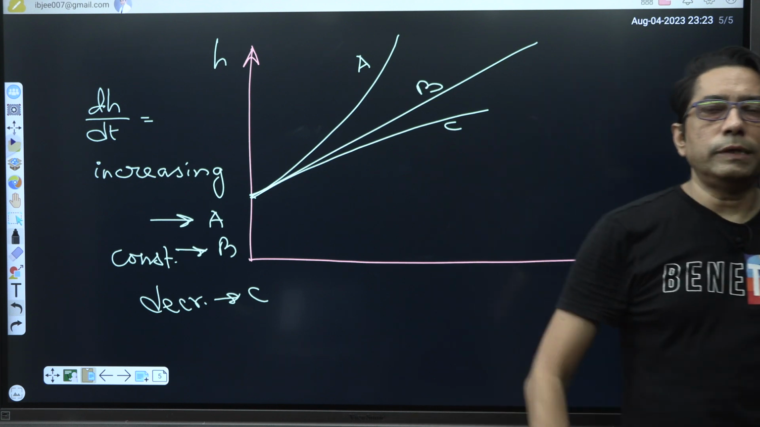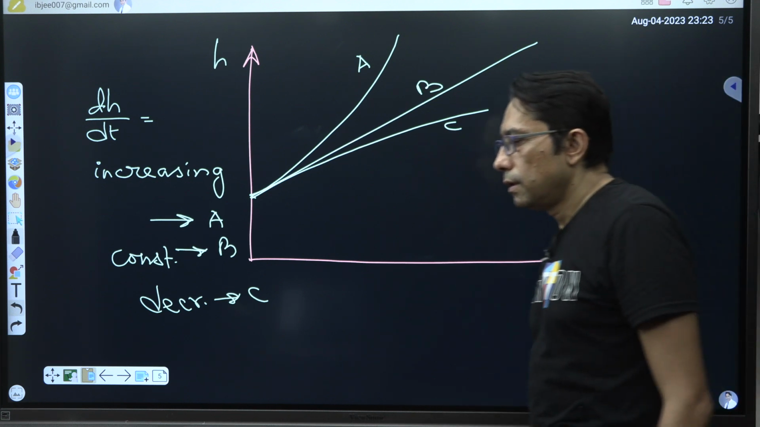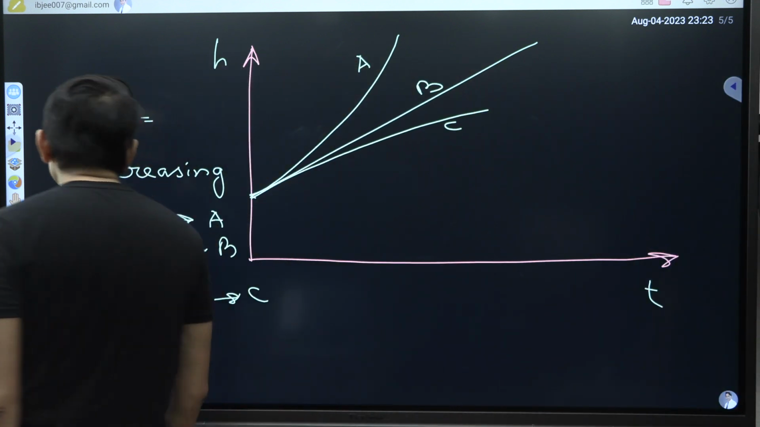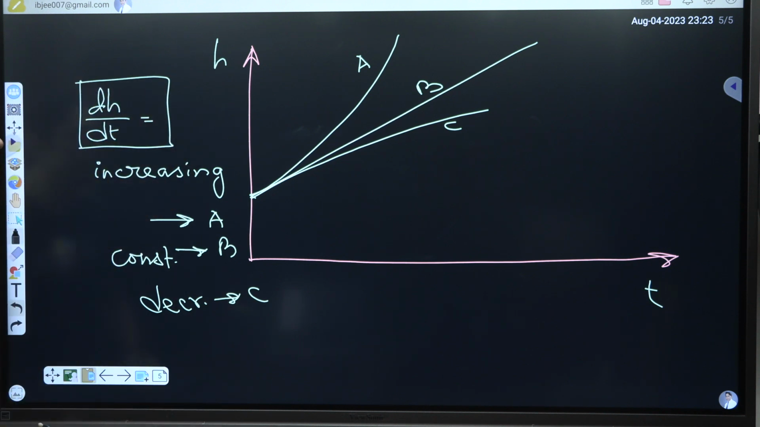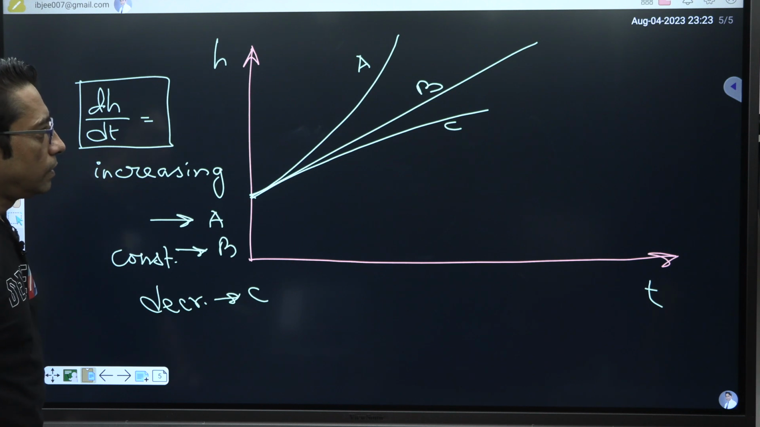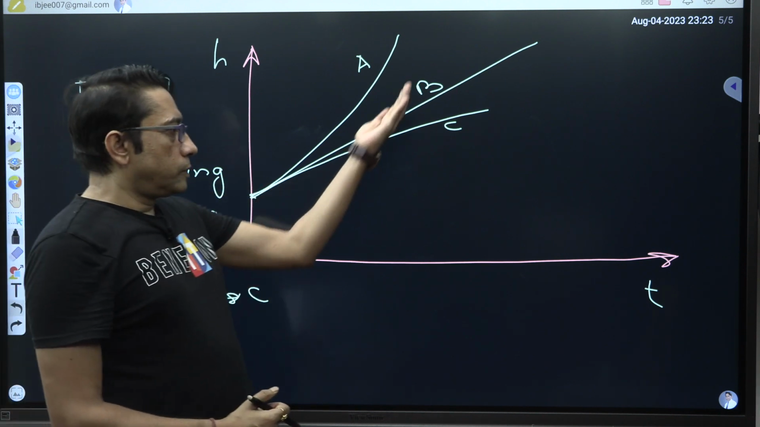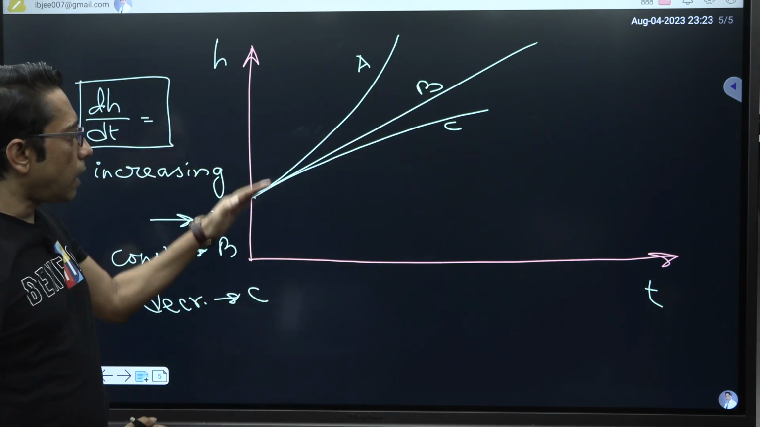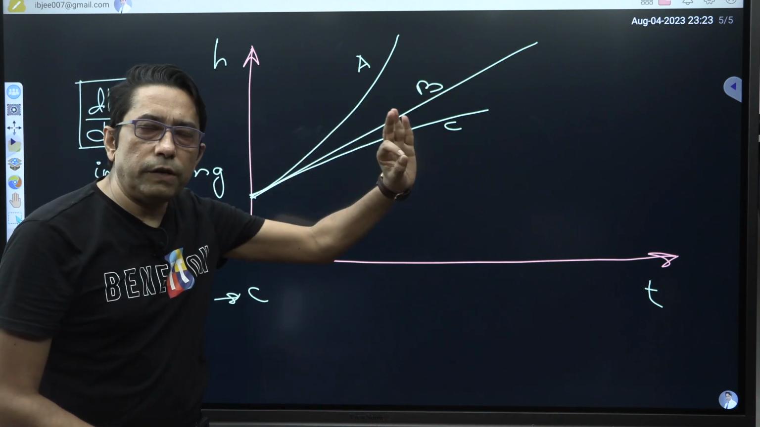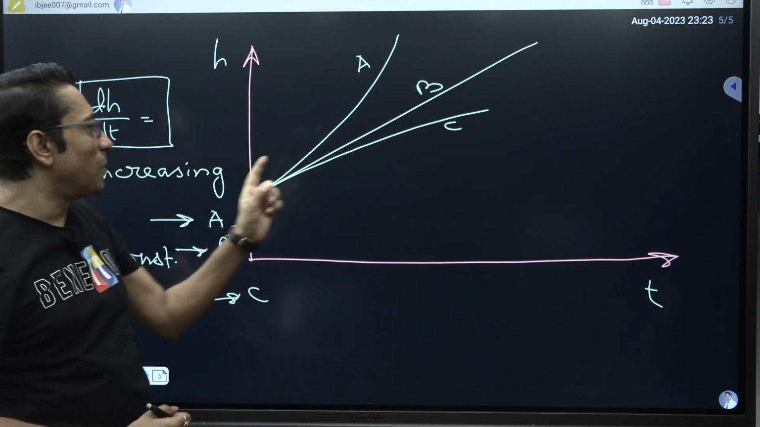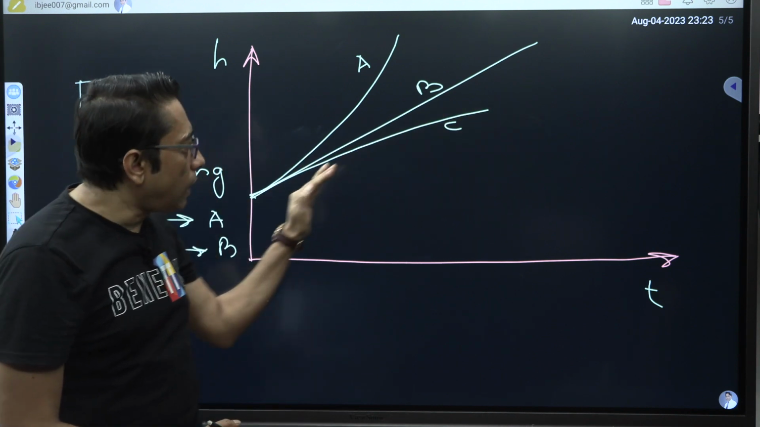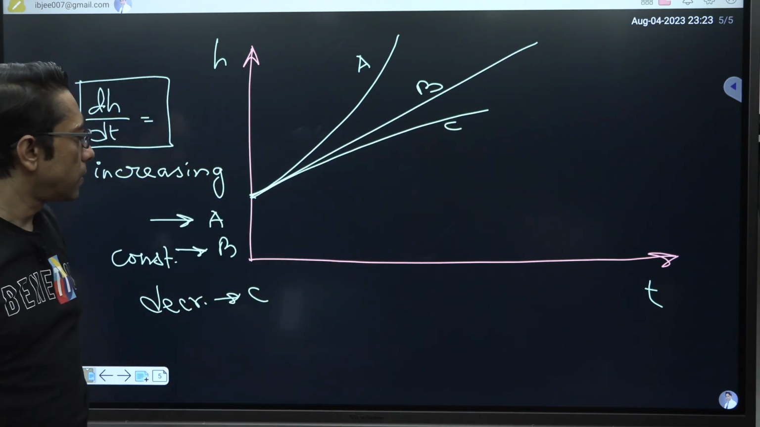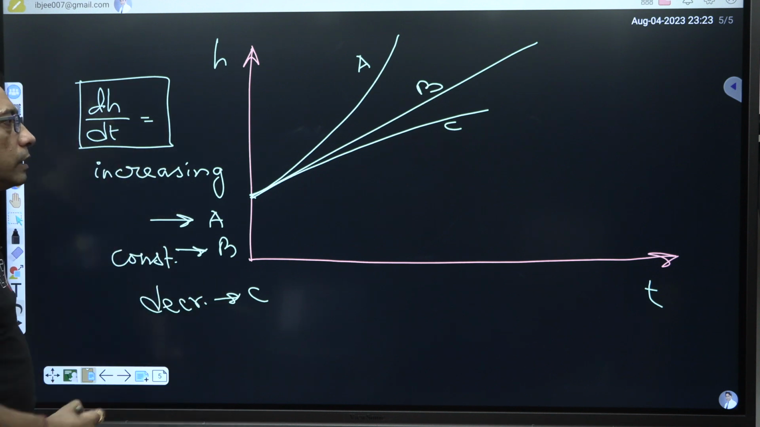You have learned a little bit of graph too. A little bit of graph with this rate of change of height with respect to time. If the graph moves like this, it is increasing. If the graph remains a straight line, everywhere you see a straight line, it would be the constant part. And downwards, that is decreasing rate.